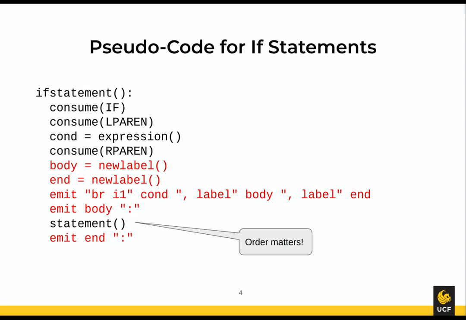So questions on this? Questions on this pseudocode? Okay. I just wanted to point out that the order that you do these emits and call these statements matters, because we want to make sure that this label is labeling the body of the function. So the order here matters for this.